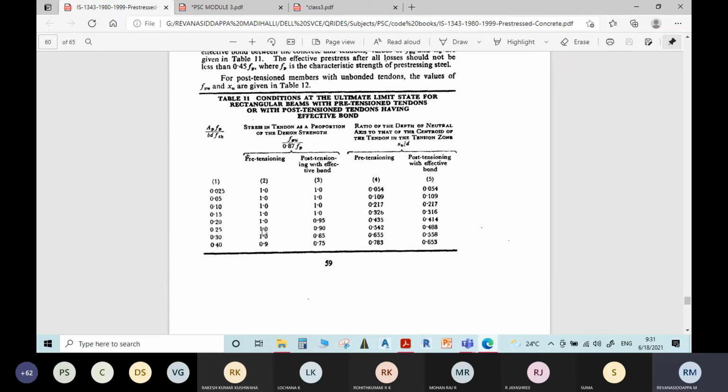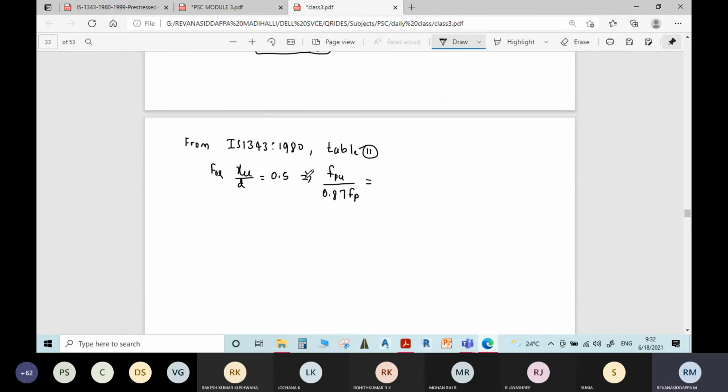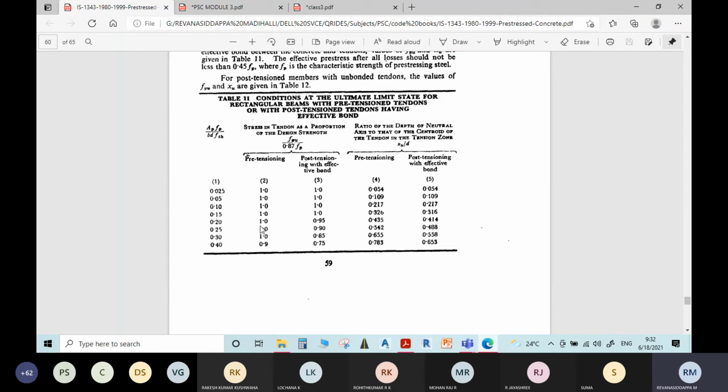See, for XU by D is equal to 0.435, the value is 1. If XU by D is equal to 0.542, the value is 1. What will be the value for XU by D is equal to 0.5? How much?